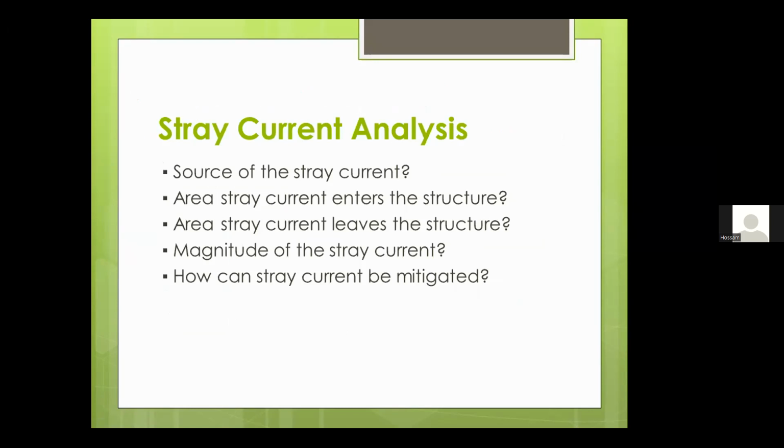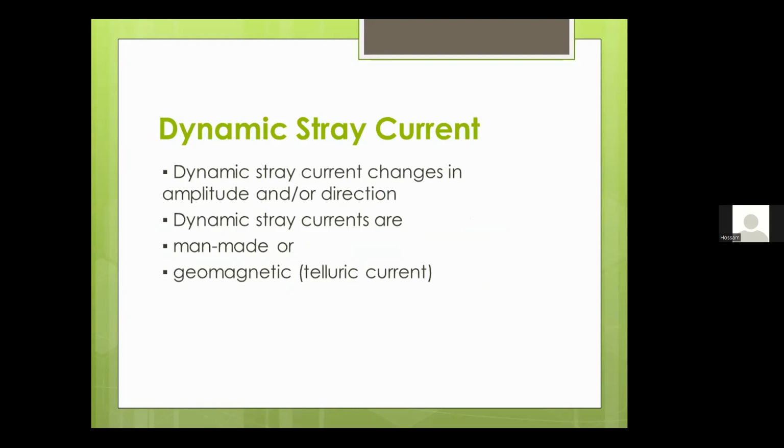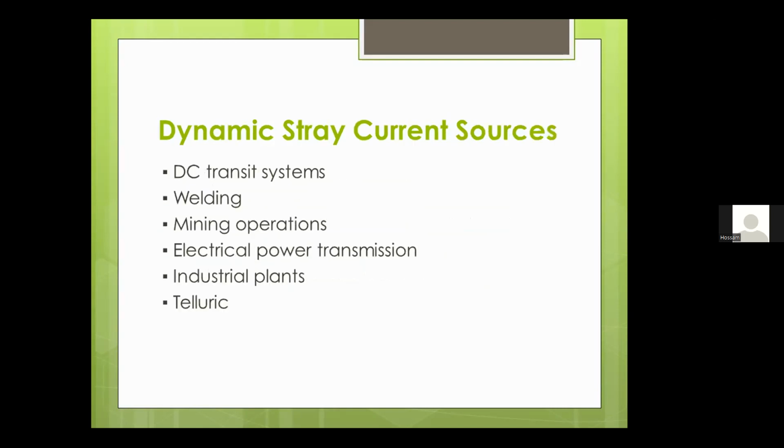For stray current analysis, we should know the source of the stray current, the area where stray current enters the structure, the area where it leaves the structure, the magnitude of the stray current, and how stray currents can be mitigated. In dynamic stray current, the current changes in amplitude and direction. Dynamic stray currents are man-made or geomagnetic, like telluric current. The sources of dynamic stray currents may be transit systems, welding jobs, mining operations, electrical power transmission, industrial plants, and telluric currents.